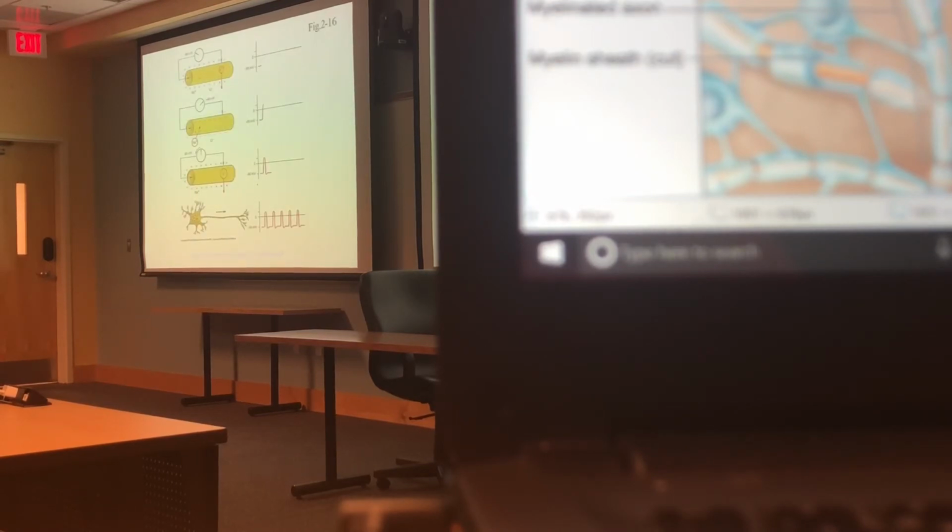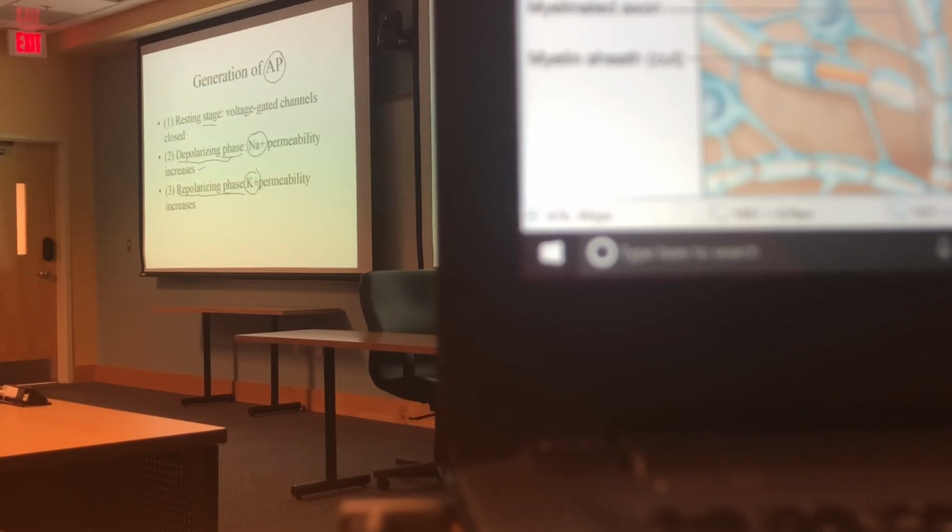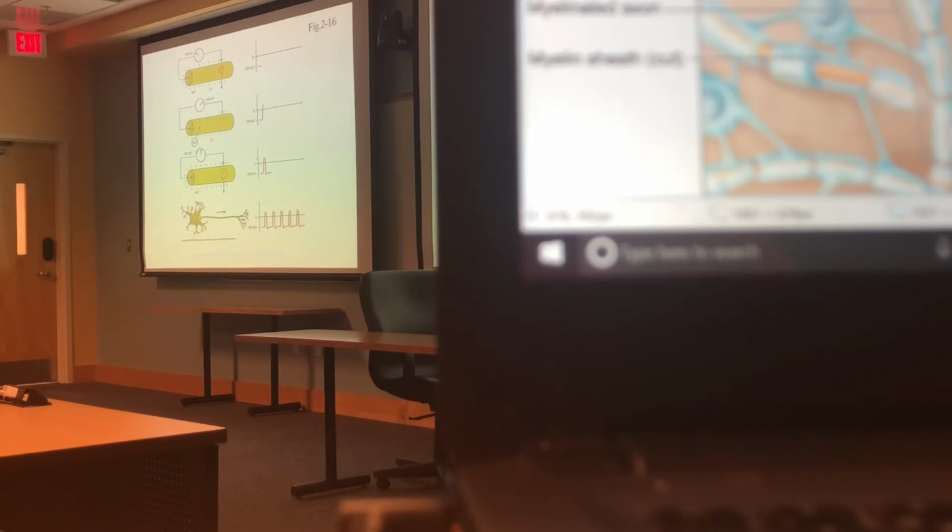So look at this picture, guys. This picture pretty much summarizes what happens during the generation of an action potential, okay? Look here, guys. This is a voltmeter right here, okay? So at rest, notice how the inside of the axon is more what? It's more negative, okay? So at rest, we're talking about minus 70, what does MV stand for? Millivolts.